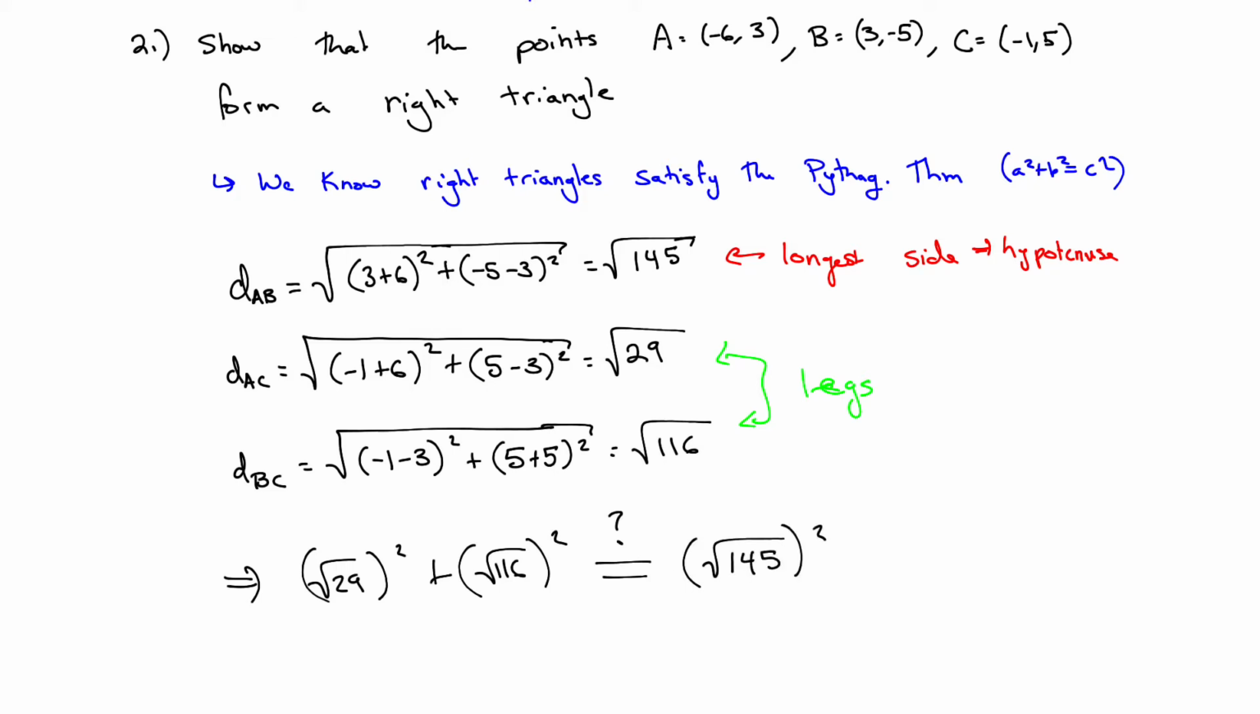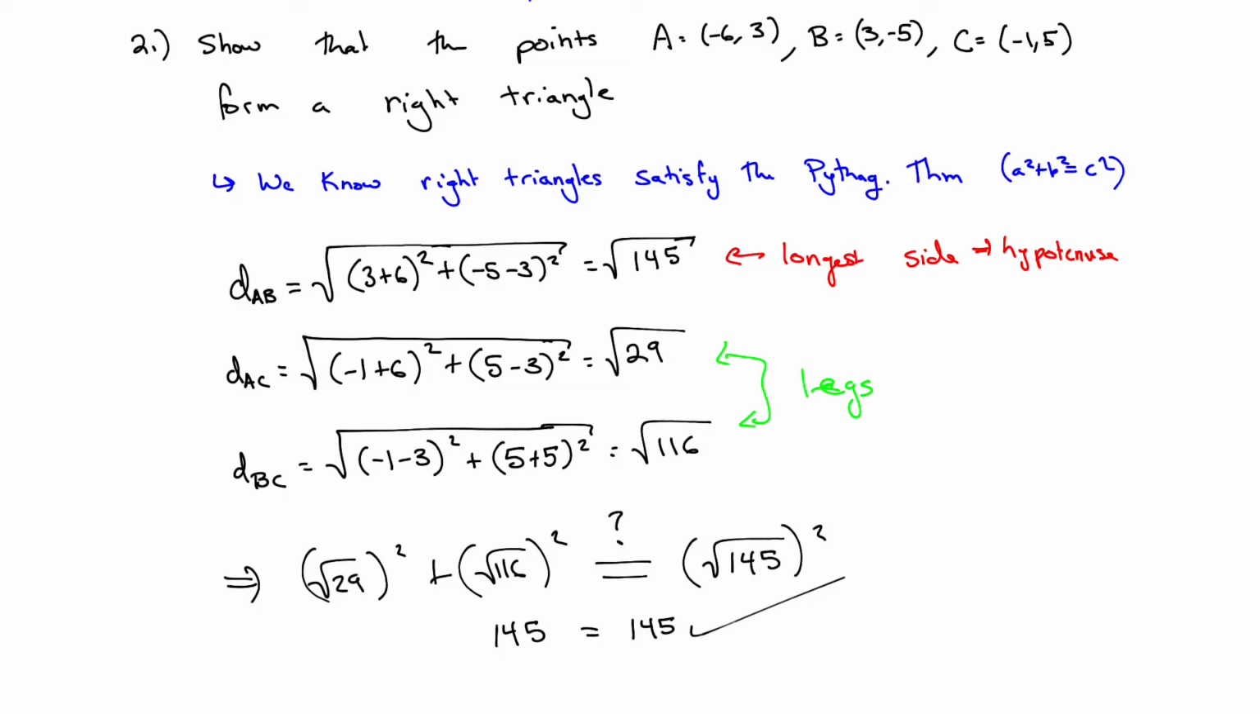Well, that'll just be the square root and the square cancel, on all three terms. You get 29 plus 116 is 145. So if we simplify this, we get 145 equals 145, and we get to put a check mark and say yes. Since we got a true statement, it means that these two legs and this hypotenuse satisfy the quadratic, or the Pythagorean theorem, which means that it's a right triangle.